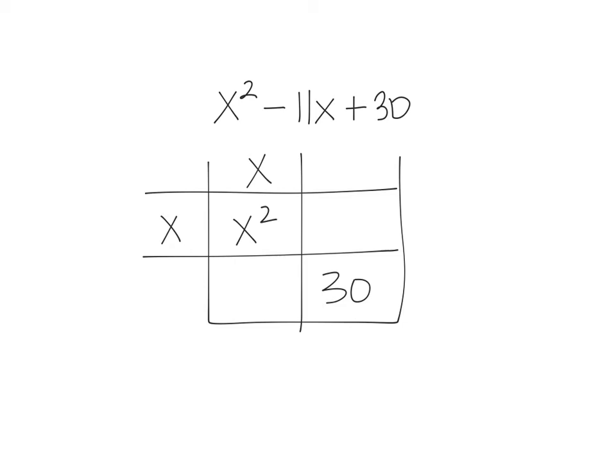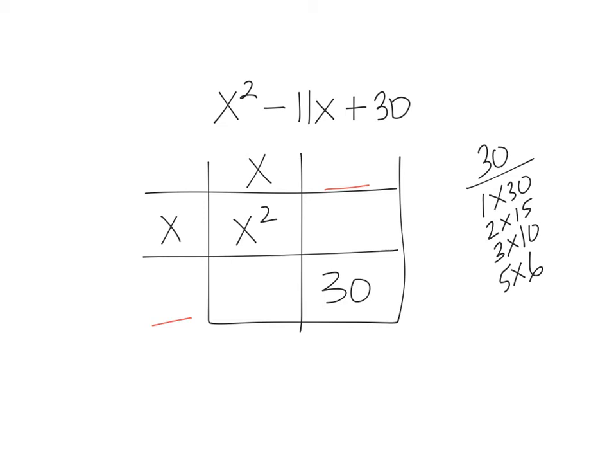Now, the other two numbers here and here have to multiply to 30. So there's only so many choices again. Things that multiply to 30: I have 1 and 30, 2 and 15, 3 and 10. 4 doesn't work. 5 and 6. So those are my choices. It can be 2 and 15, 3 and 10, 5 and 6, or 1 and 30.